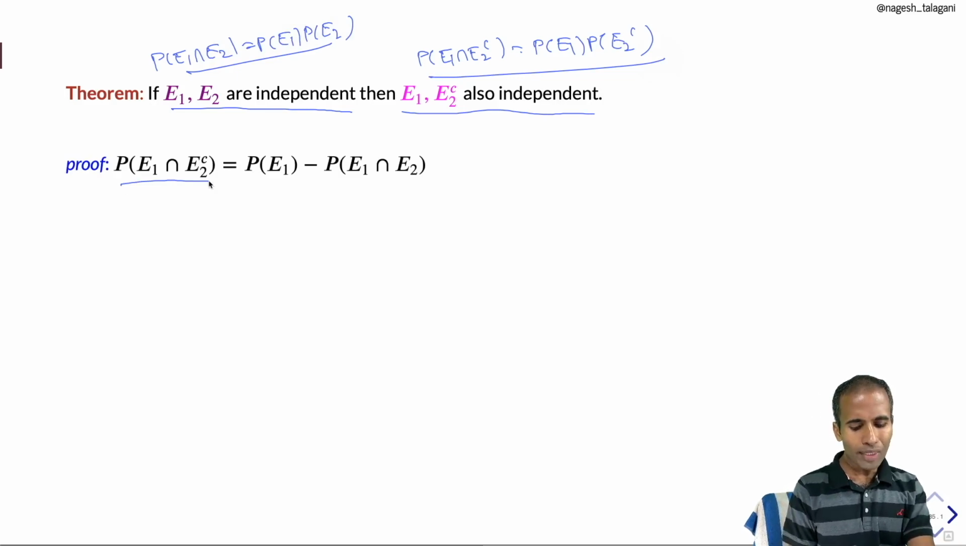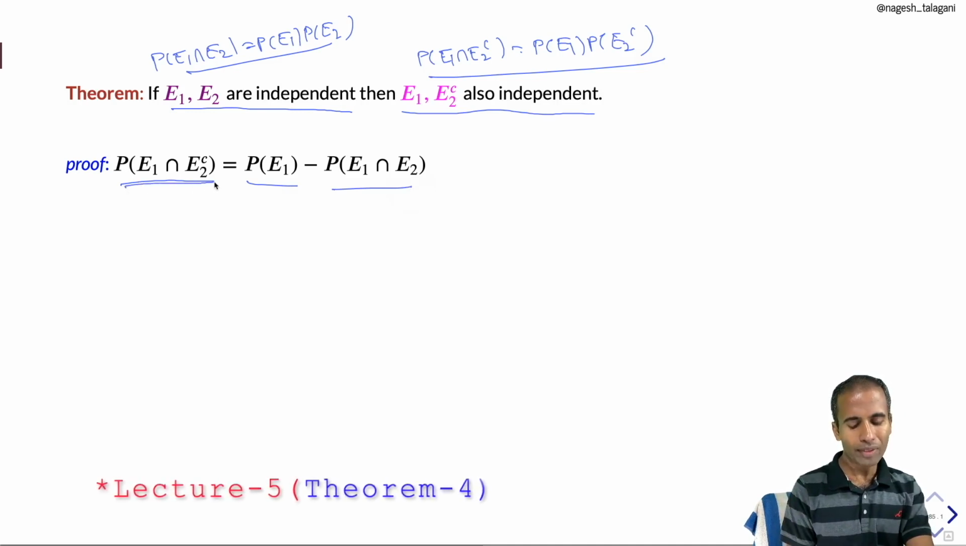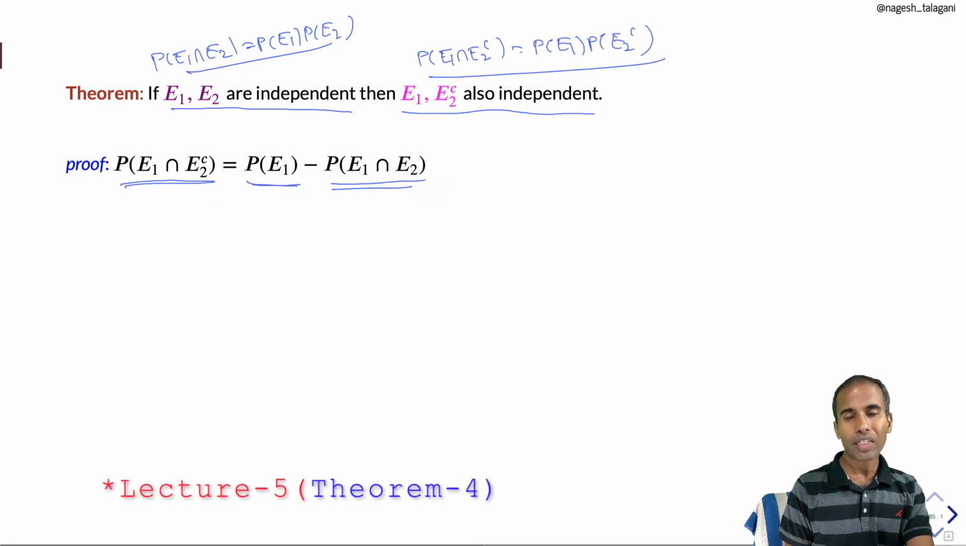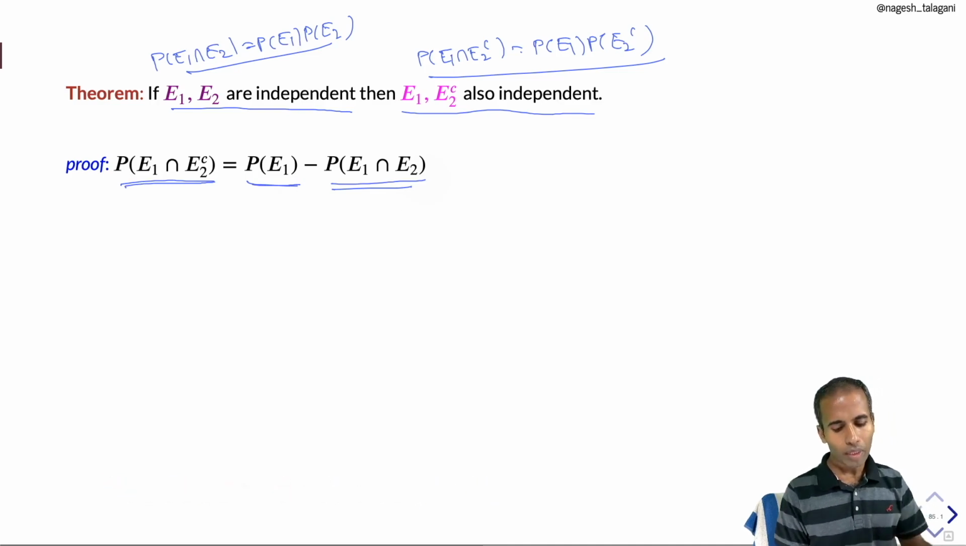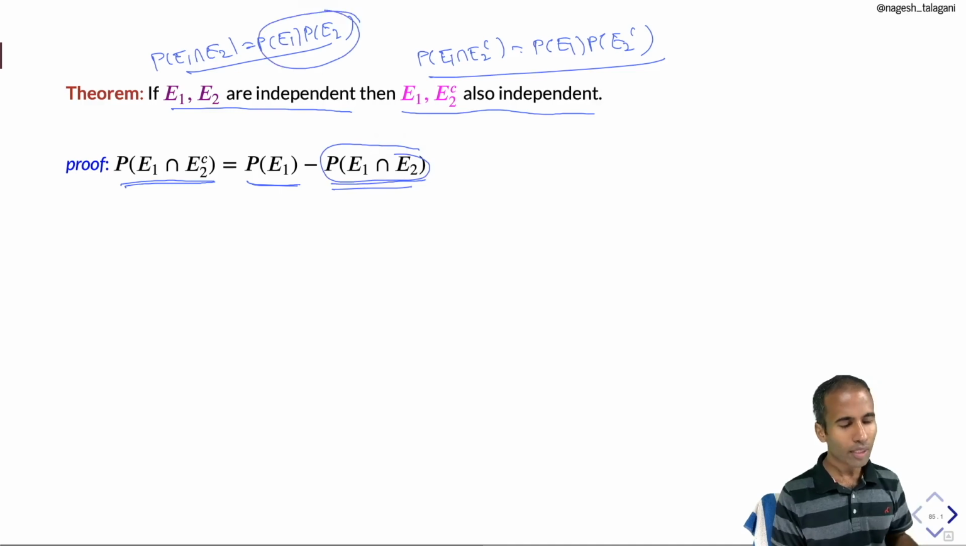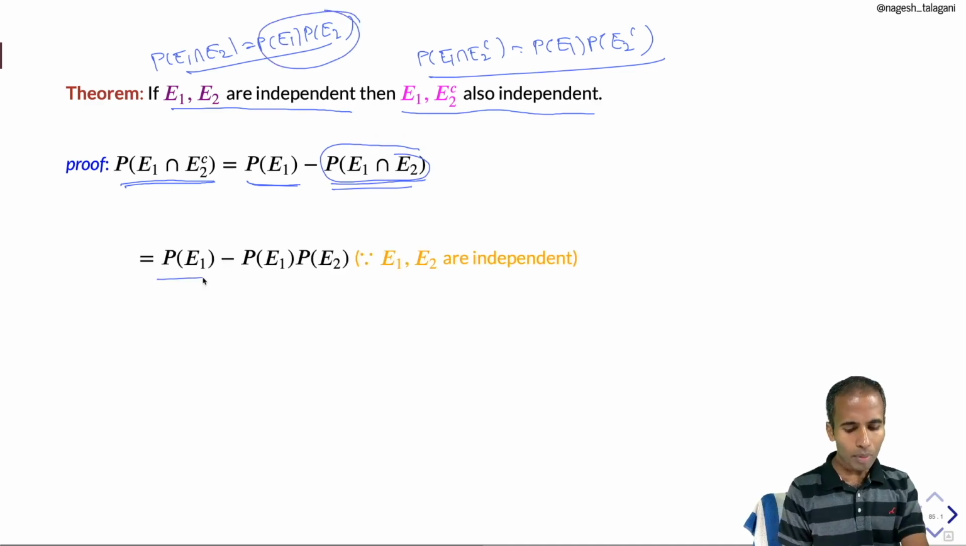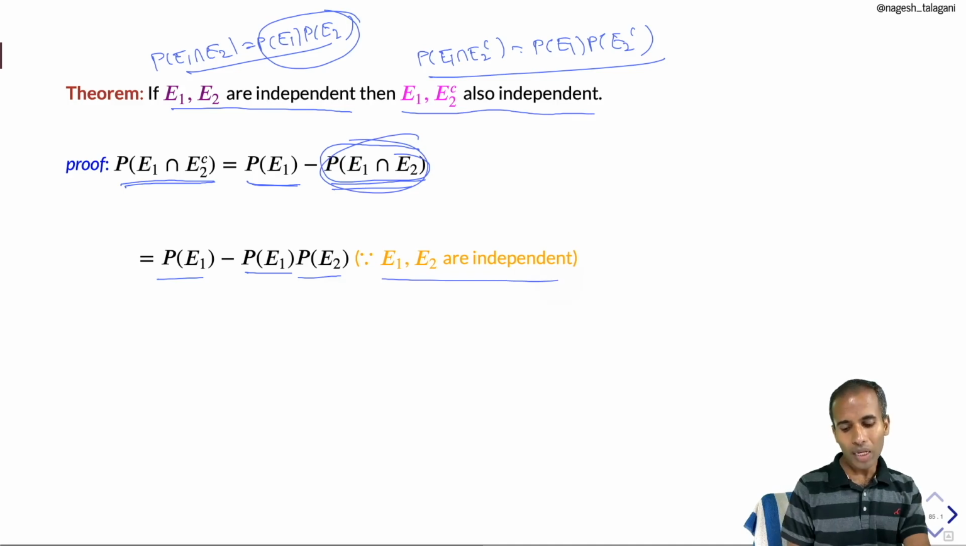Probability of E1 intersection E2 complement equals probability of E1 minus probability of E1 intersection E2. We did this theorem in lecture 4, and from that I am writing this. Now this probability of E1 intersection E2 can be replaced. In the next step we'll do that: probability of E1 minus, and this one we are replacing with probability of E1 times probability of E2, because E1 and E2 are independent.